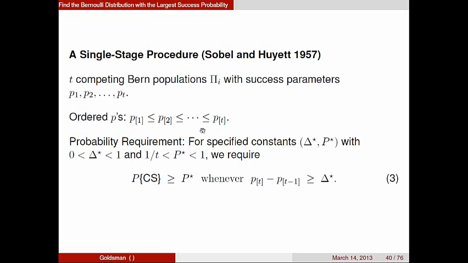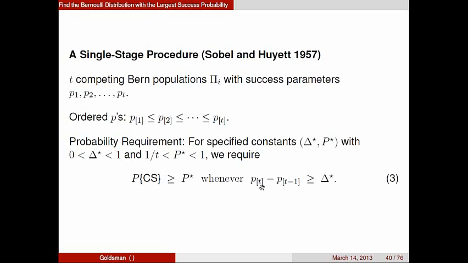Here's my probability requirement. It looks a lot like the other one. I want to make a correct selection with probability at least P star whenever the difference between the best and the second best is at least delta star. I'm using capital delta here because it's a little different from before in that this has to be constrained between 0 and 1, obviously, because these are probabilities. So you choose this just like before. P star should be fairly large, especially if it's a cancer drug, and delta should probably be kind of small.